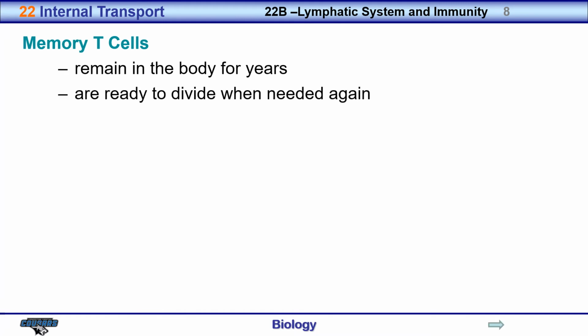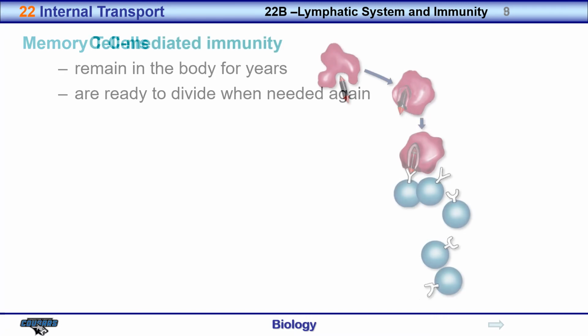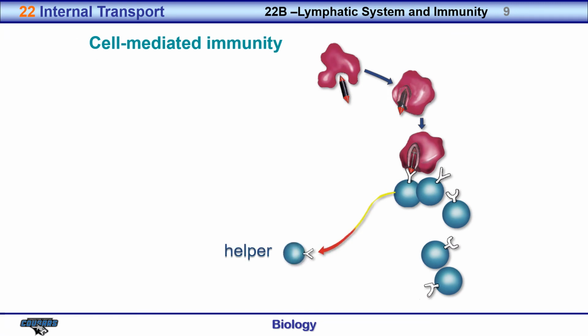And they're ready to divide when needed again. So in other words, if the body would be attacked by the same antigen again, they're ready to get to work immediately, as quickly as possible.